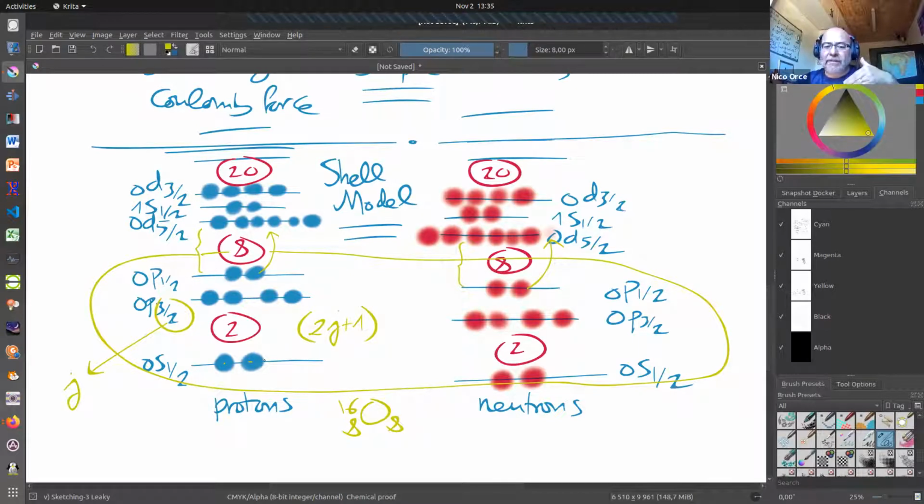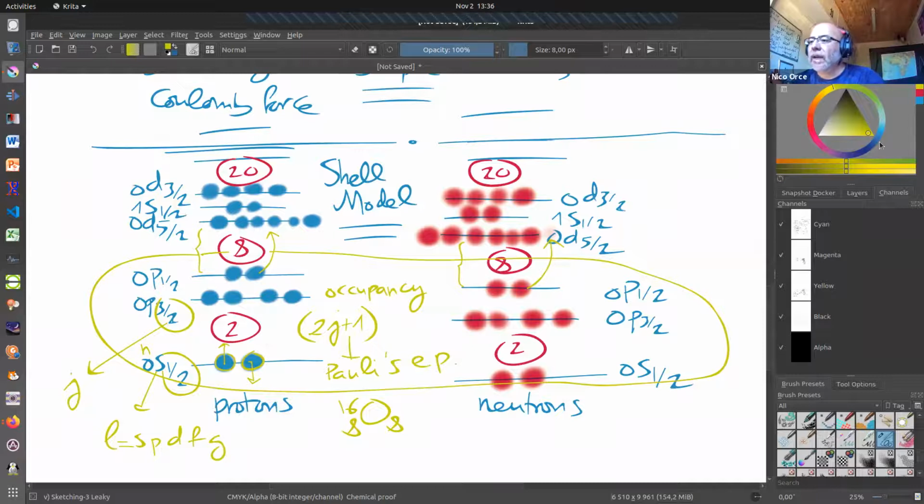Basically, if j here is 1/2, right? So we put j equal to 1/2 here, 2j plus 1 will be 1 plus 1, 2. So we have two particles, okay? So this will be the occupancy, and we learned why. Because these guys have different spins pointing up and down. So they may have the same L. This is L. Remember, L is equal to S, P, D, F, G. This is N. This is basically obeying the Pauli exclusion principle.